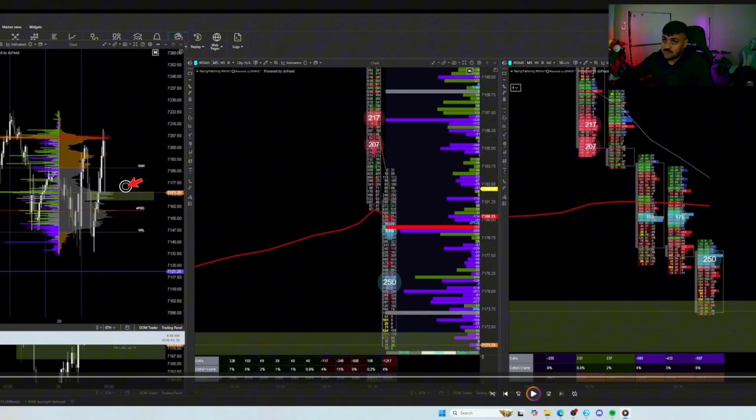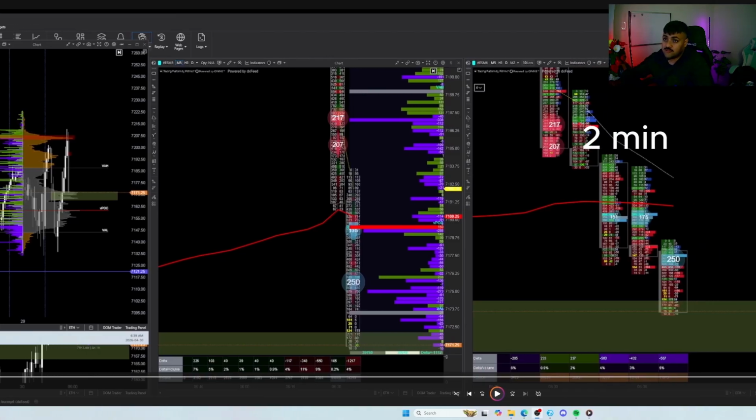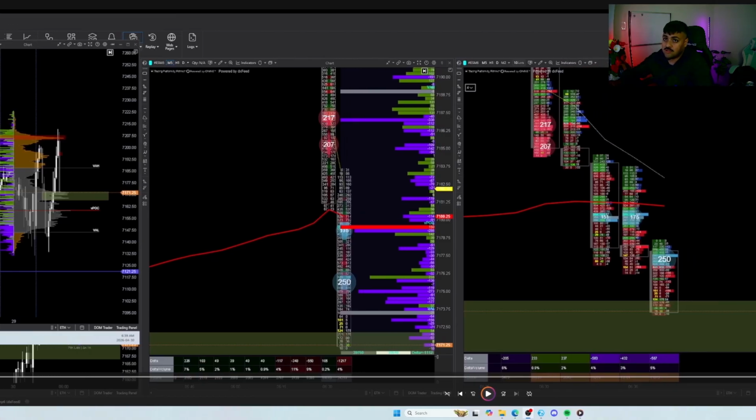So you see this green box? That's the same green box here and even here. This is the 5-minute chart with the delta profile, and this is the 2-minute chart, which I use for my entries. I don't look at the 1 minute anymore. It doesn't exist in my world.